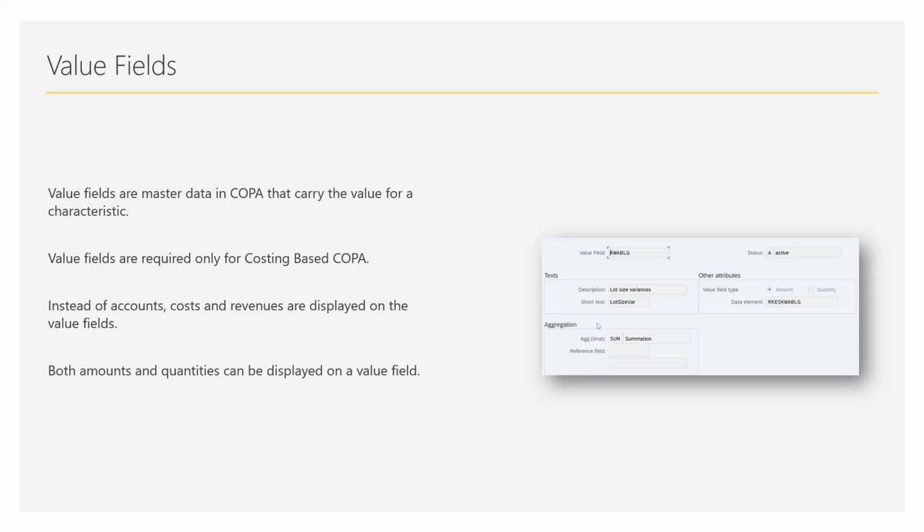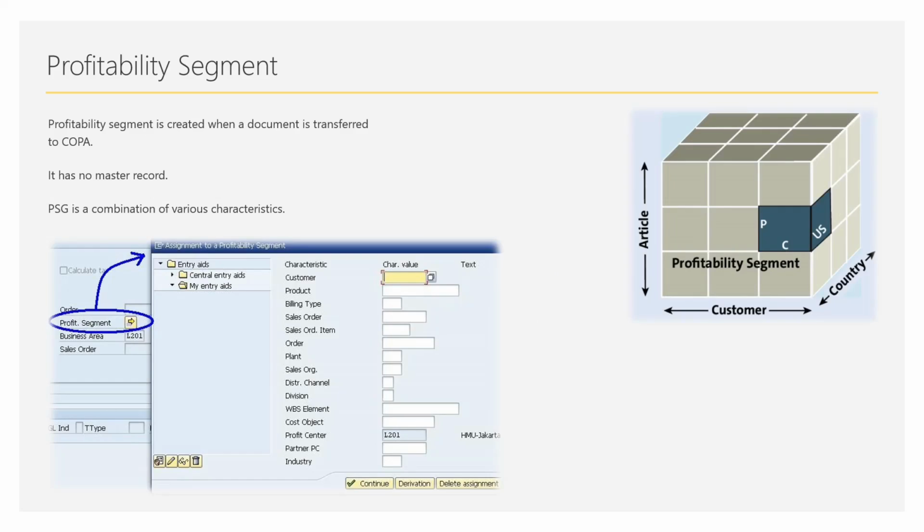Now we also mentioned that profitability segment is nothing but a group of different characteristics. For example, whenever you are going to define any transaction, if it is an FI only transaction code like FB60, FB70, FB75, you have something called a profitability segment button. This profitability segment button, upon clicking, will provide you the different characteristics that are assigned to that operating concern, and you can enter the values for this. It is not mandatory that you enter all the characteristics, but whatever you feel is required for the transaction can be entered.